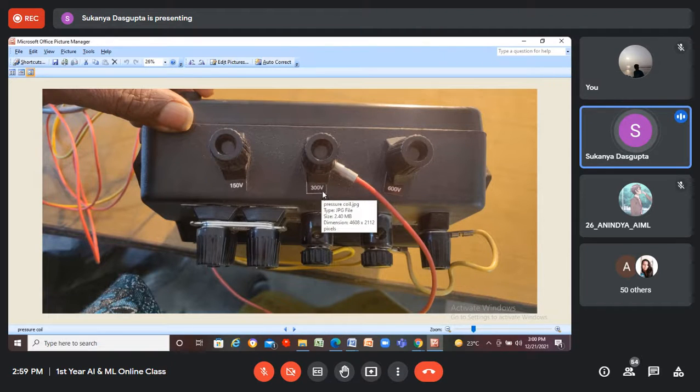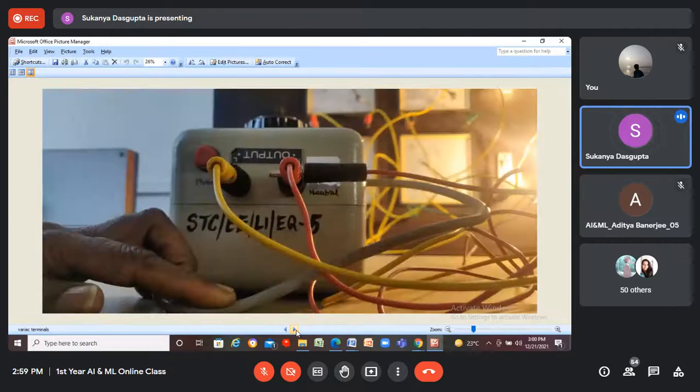So maximum watt is the amount of wattage that you can measure from this wattmeter. 300 into 1 equals 300 wattage. 300 watt can be measured by using this wattmeter with these specifications, right? Yes, ma'am. Fine.